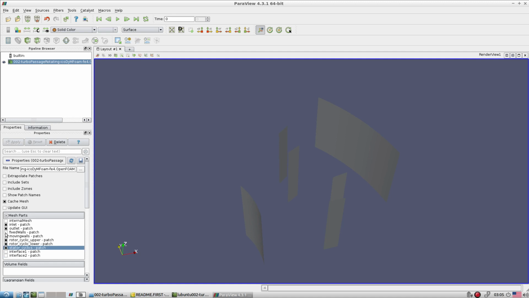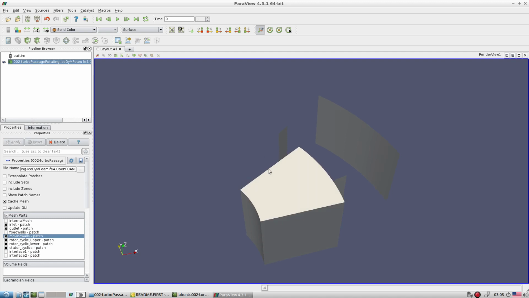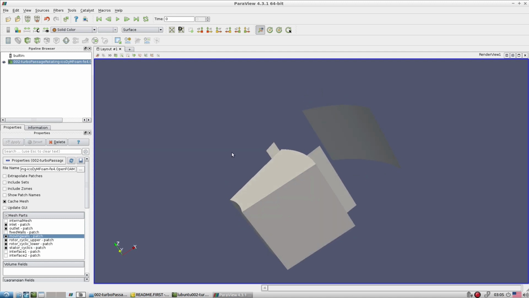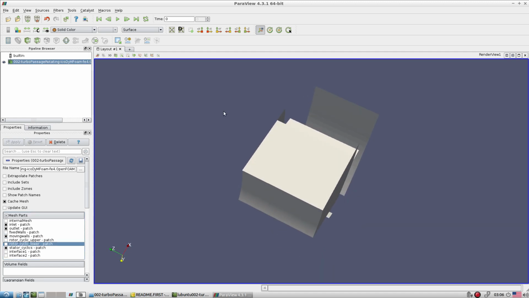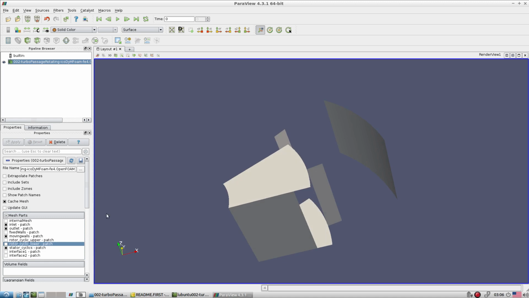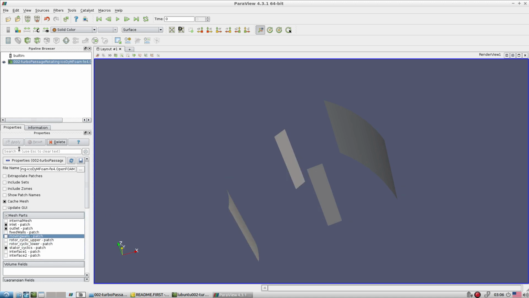Then we have a moving wall here. Okay, so this entire wall is moving. Okay, so it is called the moving wall portion. Again, just switching off and switching on. Okay, so let me look one more time, this is the moving wall, and if you switch off the rotor cyclic upper and lower, okay, so this is what we have, a moving wall. Okay, fine, so this entire wall is moving, so that's why it's called the moving wall.